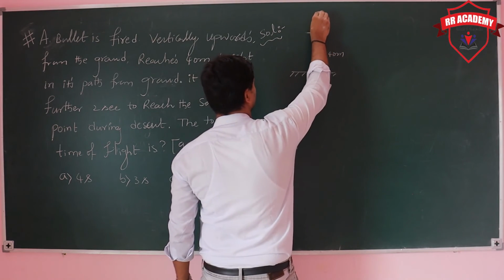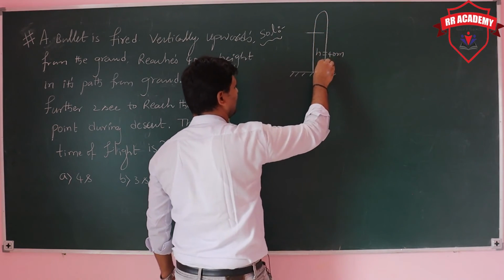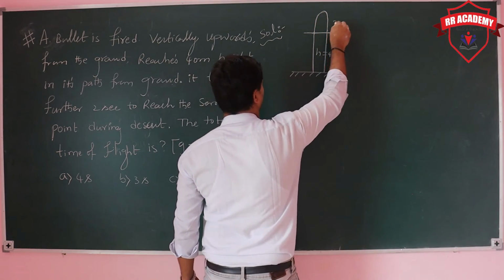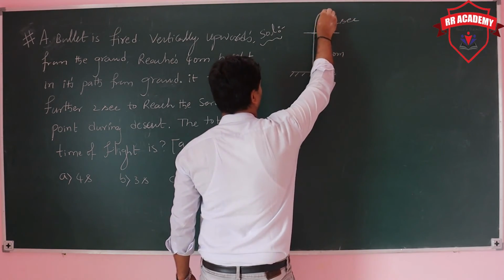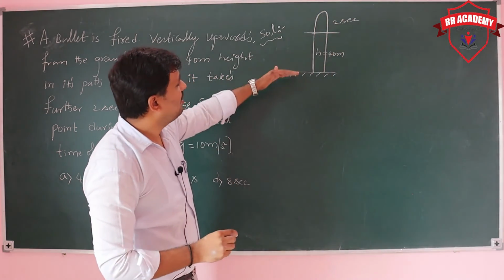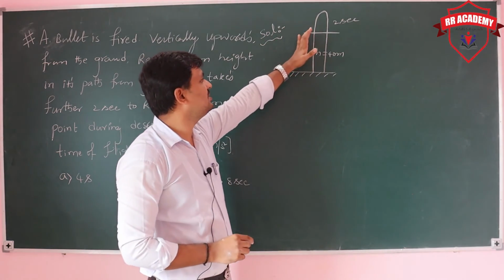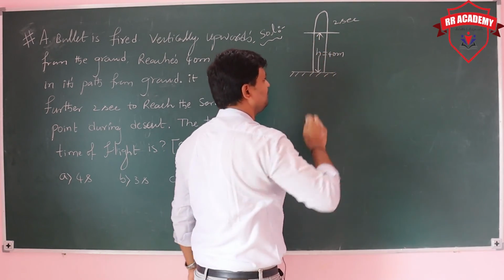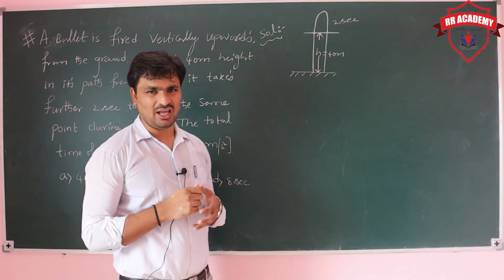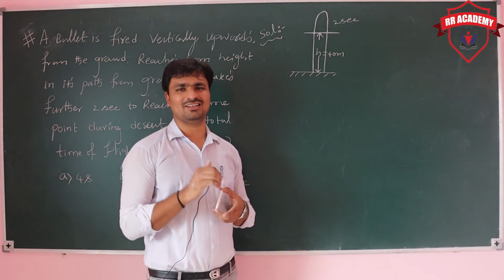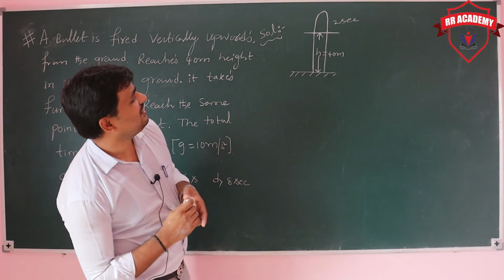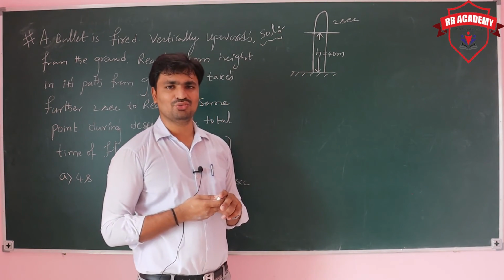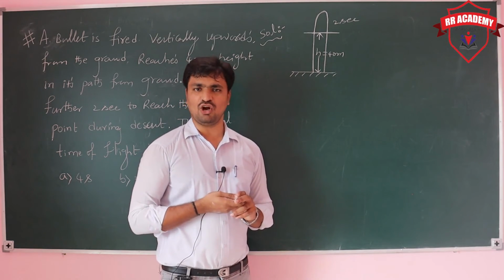And again from here, it takes 2 seconds, further 2 seconds, so this time is nothing but 2 seconds. During the descent, it crosses the same height again after 2 seconds. Then what is the requirement? The total time of flight. You may think that h is equal to ut plus half at square can be applied, but you don't know what u is, so we are not able to apply that.